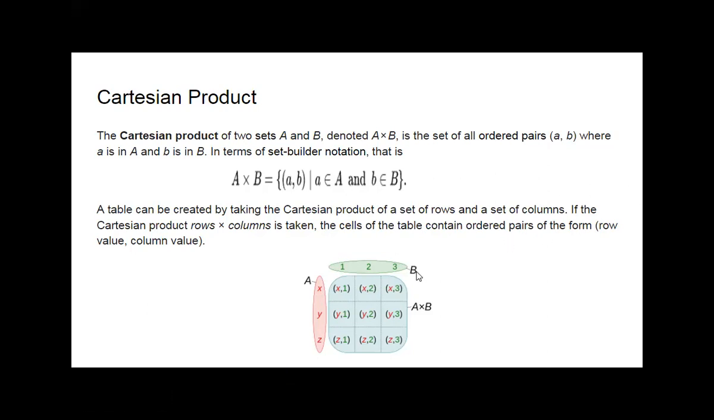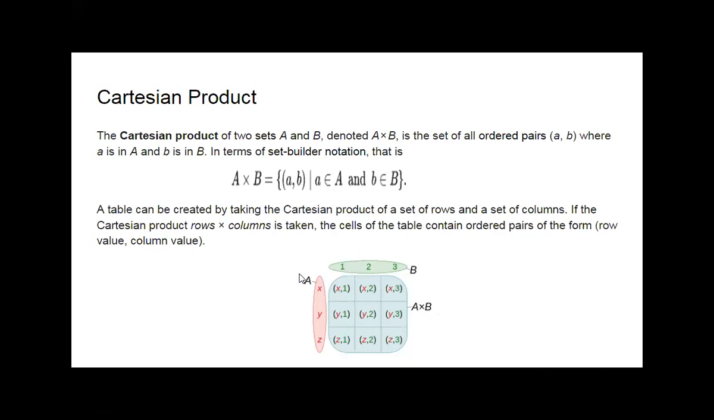Then B is the second set. It contains 1, 2, 3. Set A is denoted by red color and set B is denoted by green color. The Cartesian product taken here is in the form of a table. It is A cross B. If we take the two sets A and B, we are going to define their Cartesian product in the scope of the table. A's elements are X, Y, Z, and B's elements are 1, 2, 3.